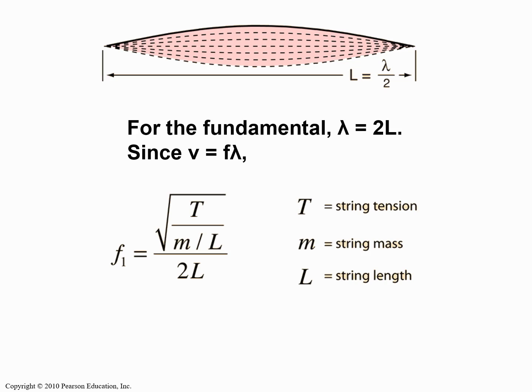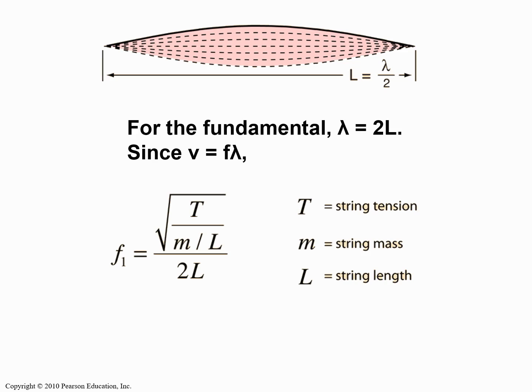But notice also that this shape is half a wave. A true wave would start in equilibrium, go up to its maximum, come back to equilibrium, go down to its minimum, and then go back to its equilibrium. Now, that doesn't happen here. You can see that it's only half of that pattern. That's why we would say that the length of the string is lambda over 2. It's half a wavelength. So for the fundamental, lambda equals 2L.